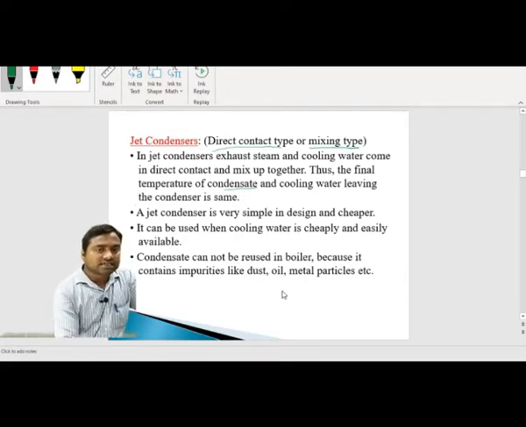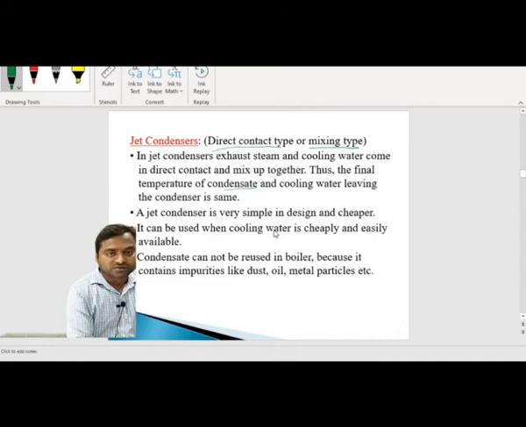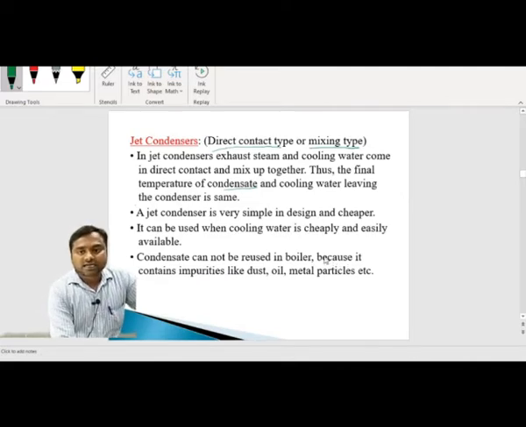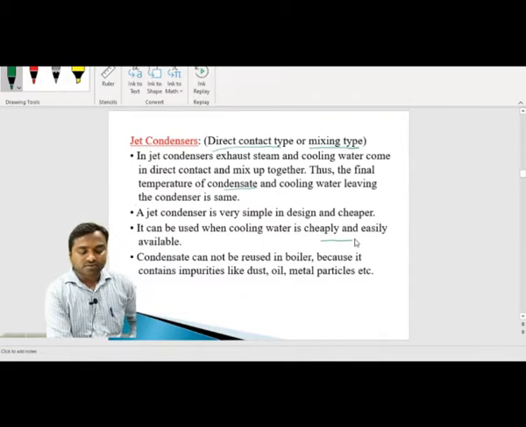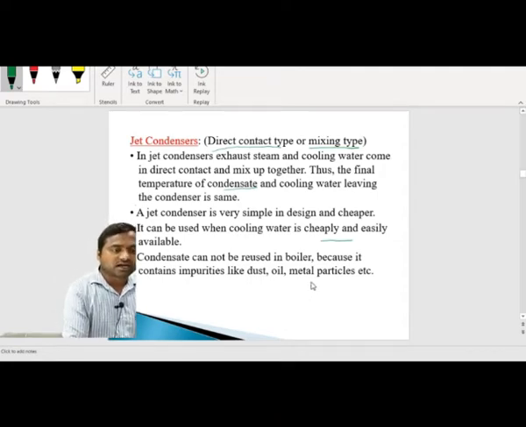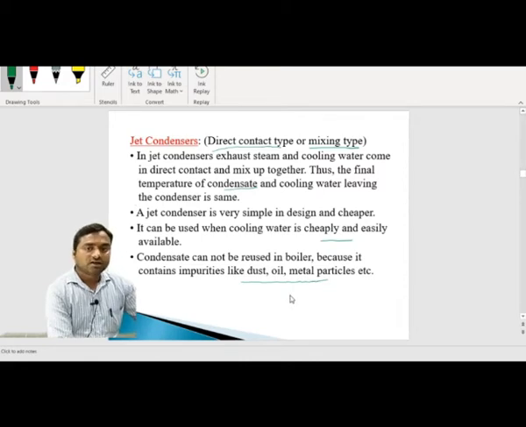The design of the jet condenser is very simple and also cheaper. Jet condensers are used in places where water is cheap, abundantly available and in large quantity. But one thing is that the condensate coming out of the condenser we cannot reuse for the boiler, because it mixes directly and there are chances of some impurities in it. So using it directly becomes difficult.